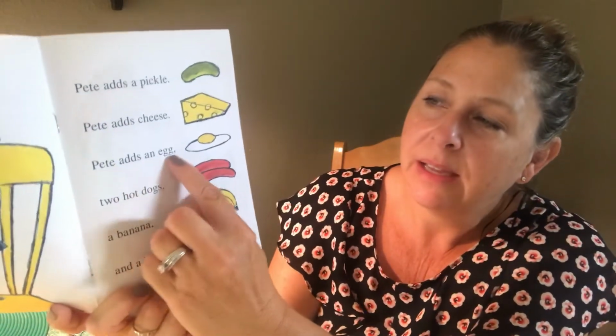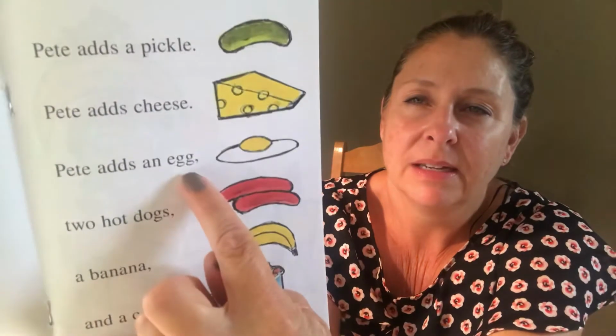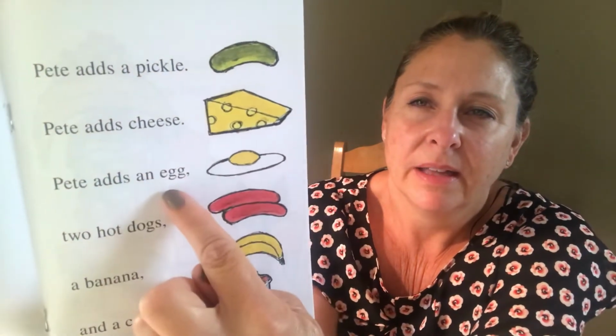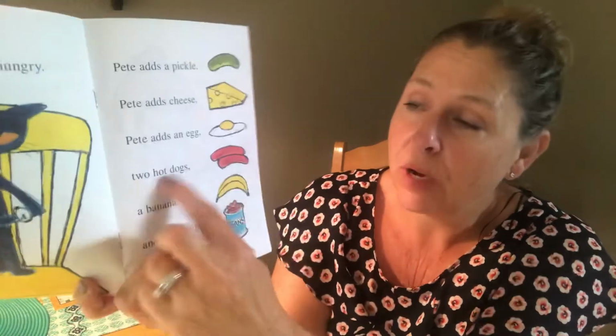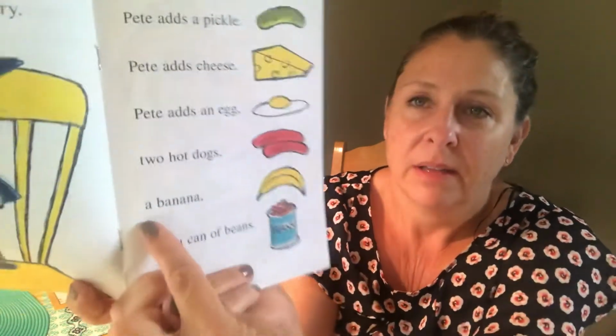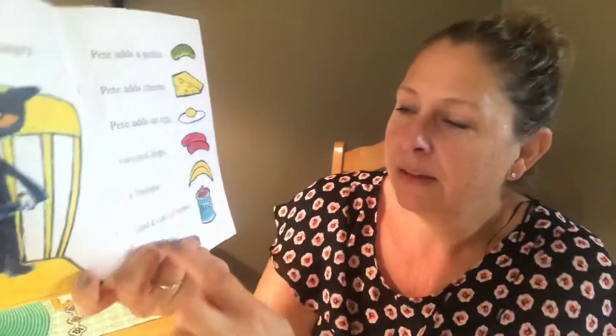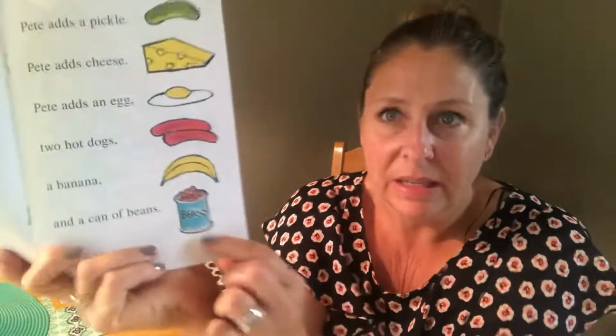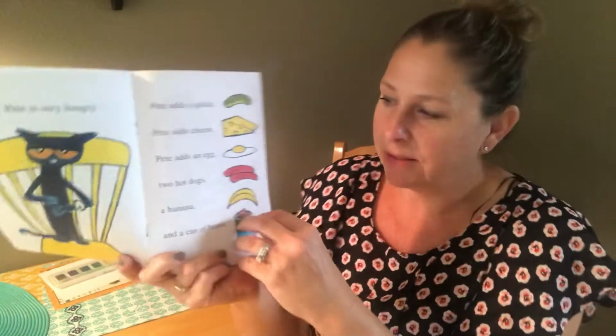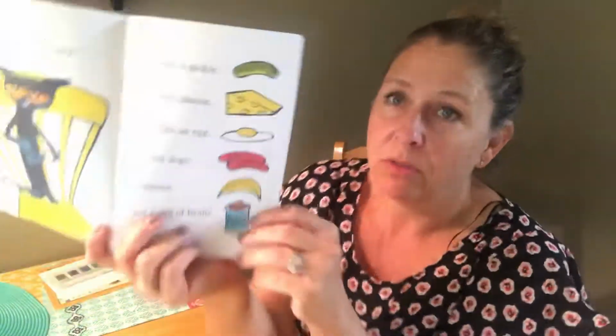Pete adds, what do you think this is? Cheese, right. Pete adds, what do you think that E word is right here? Egg. And then he adds 2 hot dogs, a banana, and a can of beans. Now that is a silly sandwich. Do you see any of your favorite foods on here yet?